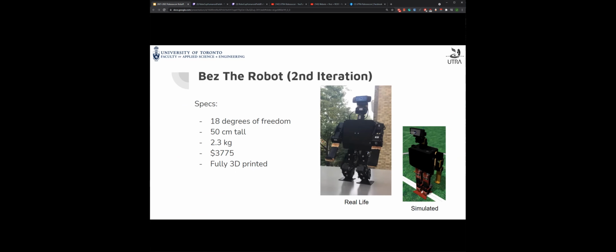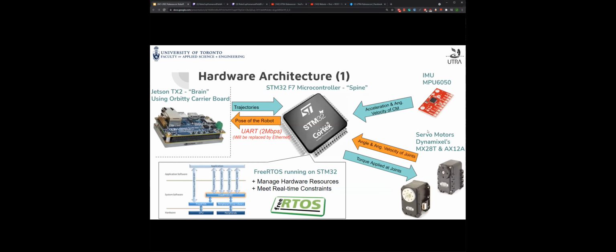Our next iteration is going to be stronger and more expensive. Something to note is that Bez has 18 degrees of freedom, so he has 18 motors, 18 different actuators that can move all at once. From a mechanical point of view, we have to make sure we don't break, because since we're 3D printed, we're not as strong as metal, so we have to make sure we don't break our legs as we move. We also have to make sure the movement actually isn't just random.